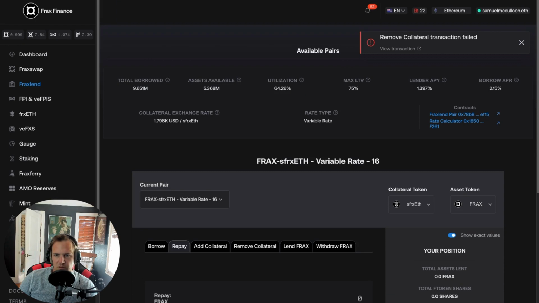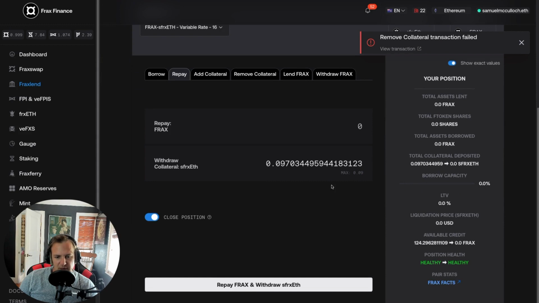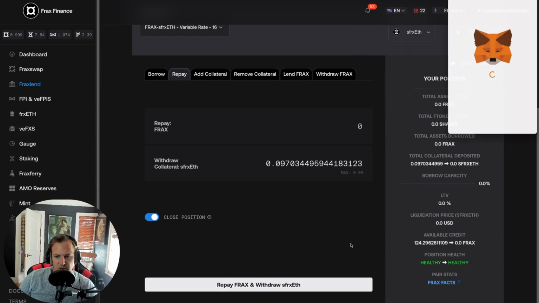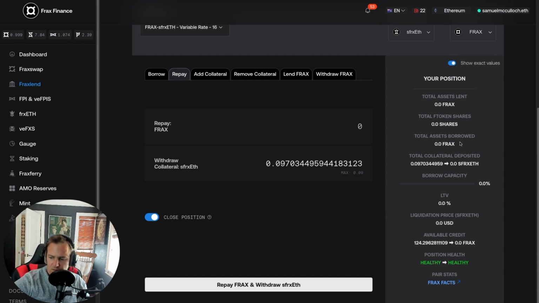Let me just make sure. Oop. Remove collateral failed. Okay. So if that doesn't work, let's try it again. Let's try to remove the collateral one more time and see how this goes.